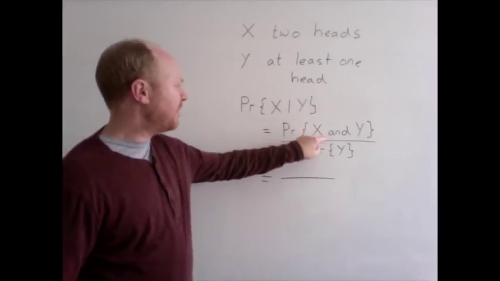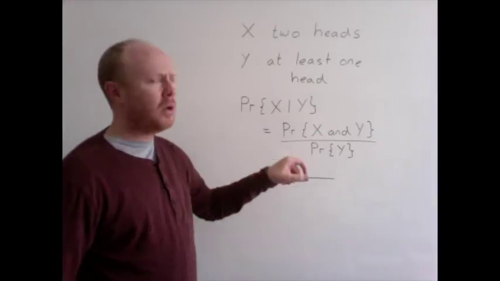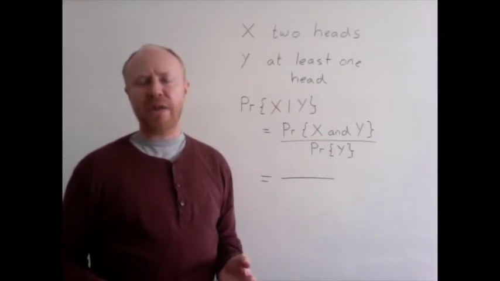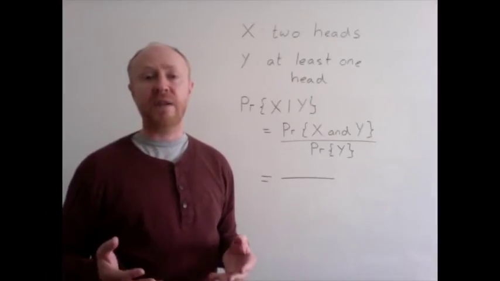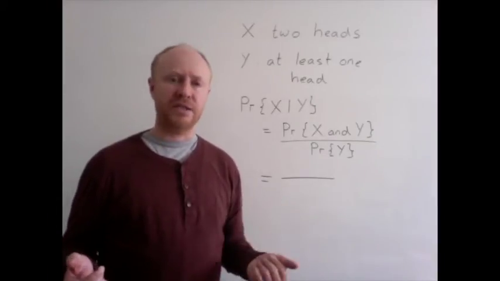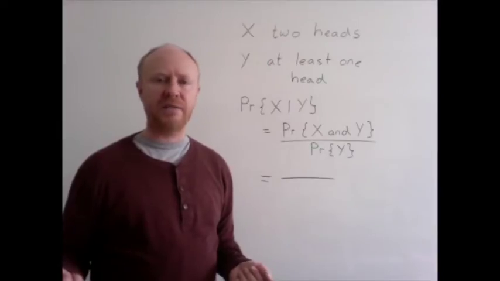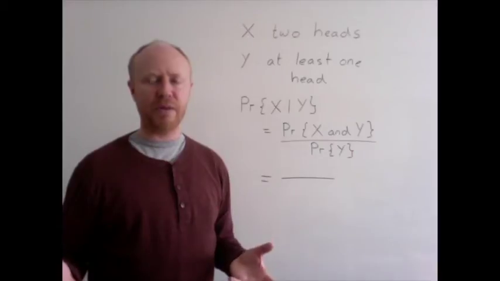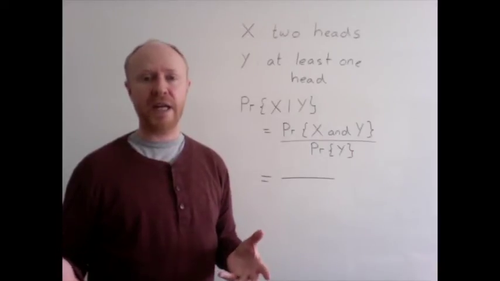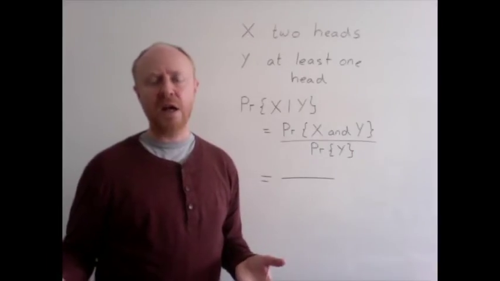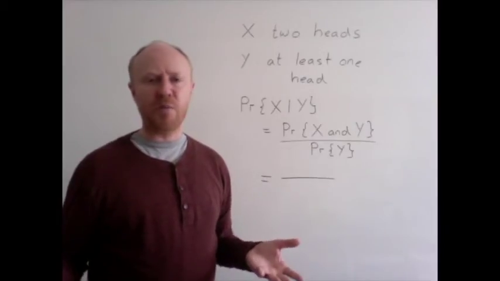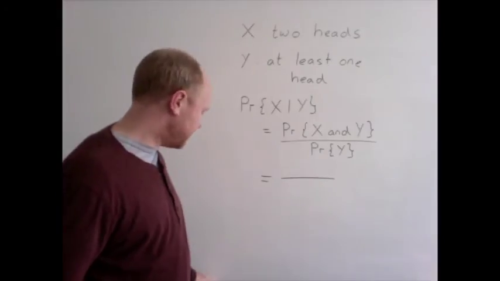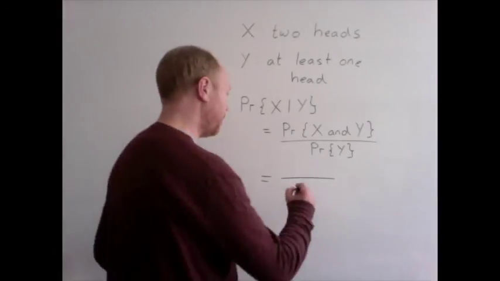The probability of x and y occurring. Well, the only outcome that satisfies both x and y is if we flip 2 heads. X is the event that 2 heads come up, y is the event that at least 1 head comes up. The only outcome that satisfies both of those conditions is if we get 2 heads. What is the probability of flipping 2 heads? There are 4 possible outcomes. We are interested in 1. So the probability on the top of this fraction is 1/4, 1 divided by 4.